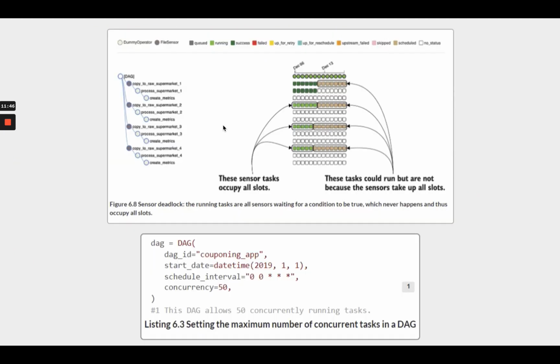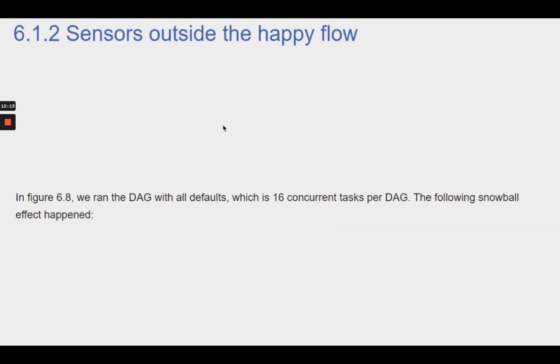It is important to understand there are limits to the maximum number of running tasks on various levels in Airflow. The number of tasks per DAG, the number of tasks on a global Airflow level, the number of DAG runs per DAG, and so on. In figure 6.8, we see 16 running tasks, which are all sensors. The DAG class has a concurrency argument, which controls how many simultaneously running tasks are allowed within that DAG. In figure 6.8, we ran the DAG with all defaults, which is 16 concurrent tasks per DAG.